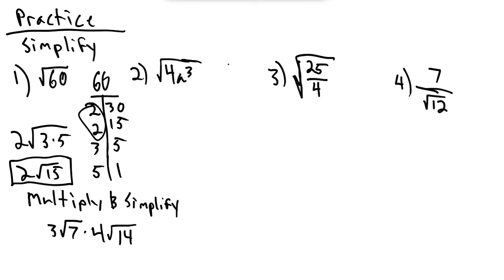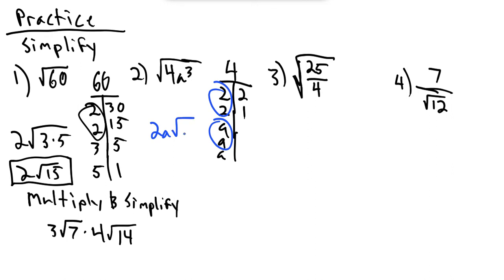For this next one, let's put 4 up here. We know that 4 is going to be 2 and 2. And then let's write out our 3 a's. So what do we pull out? Well, we have those 2 2's and that a. This becomes 2a square root of a. For problem 3, we're just going to split this up. So this becomes the square root of 25 over the square root of 4. Square root of 25 is 5, and the square root of 4 is not 4, it is 2.